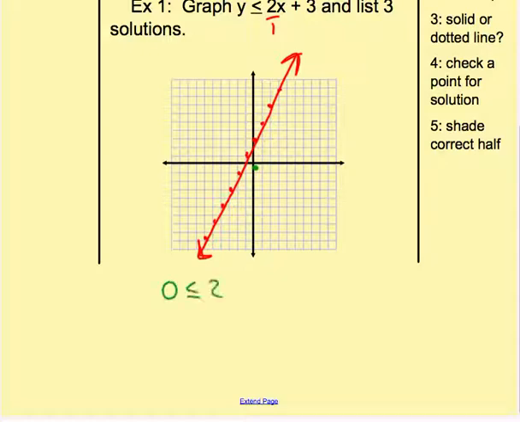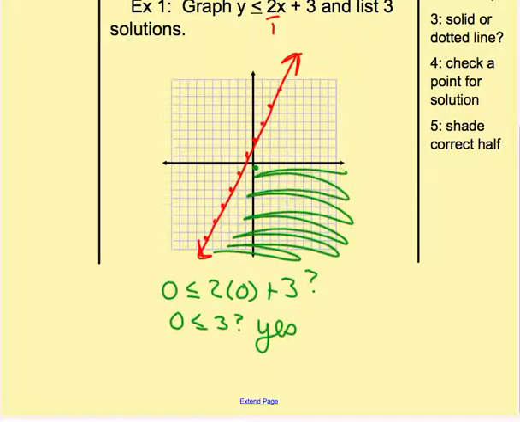So substituting them into our inequality, we check to see, is it true? Is 0 less than or equal to 3? If the answer is yes, you shade on the same side of the line with that ordered pair. If the answer is no, you shade on the other side of the line. Well, we got yes, so we're going to shade everywhere on the right-hand side of our line.